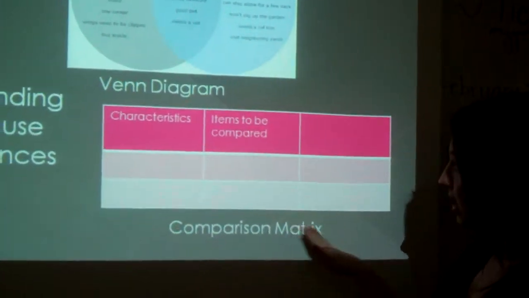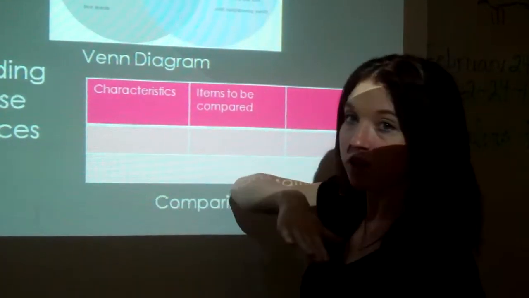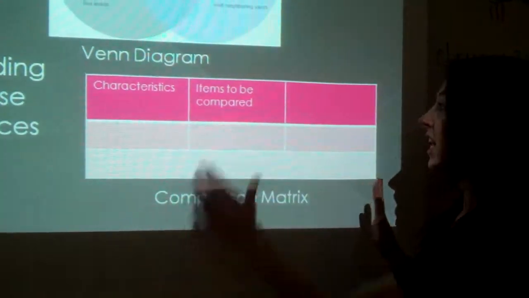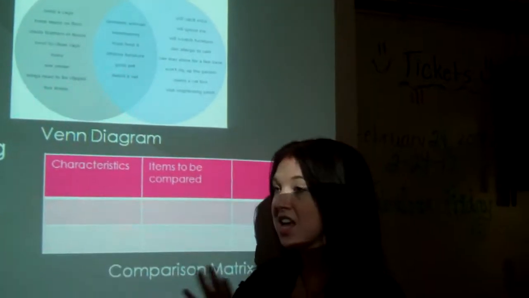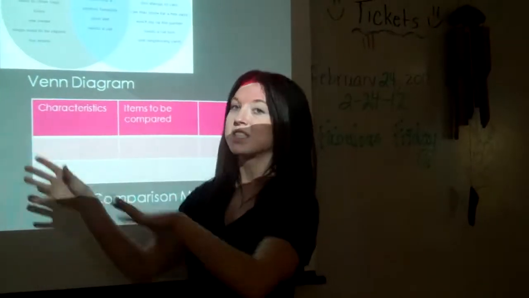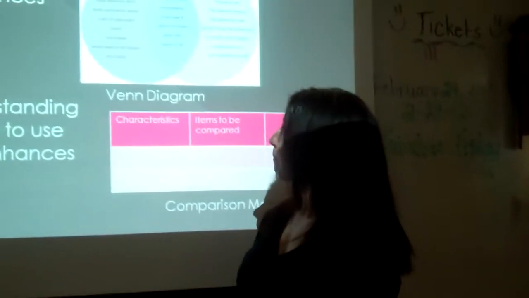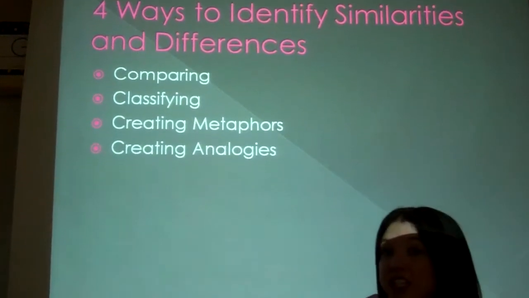Another form would be a comparison matrix. This is when the characteristics of what they're looking for are labeled, hair color, and then what they're going to be comparing and the different items. In a graphic web, it's when things are classified. You might have things that are similar on one side and things that are different on another side, but it's using a web form.